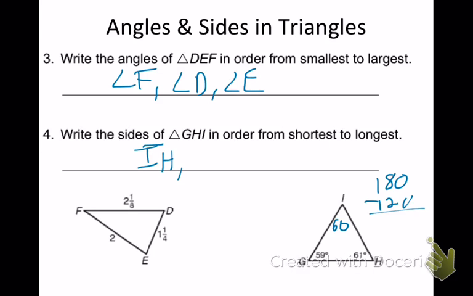IH, followed by GH, and then followed by, what was it, GI? Nice job. There it is.